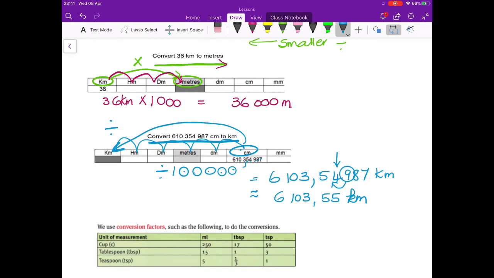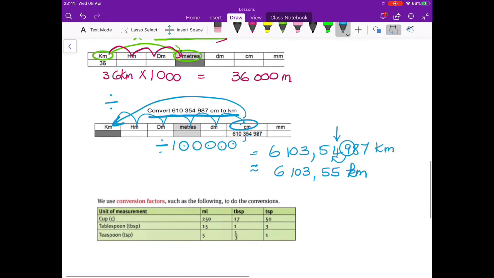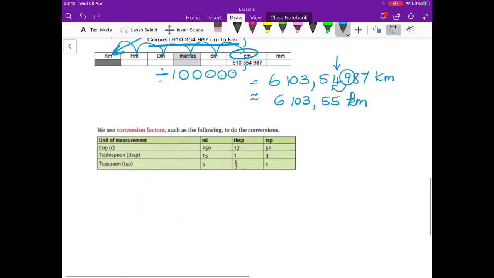So that is conversion from memory. Please make sure that you learn it and you know exactly how to work within the metric system.